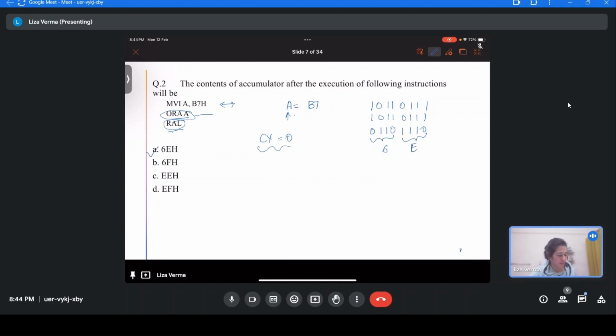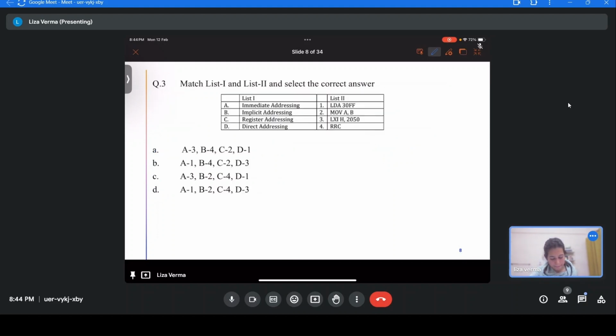So, moving on to the next question. We need to match the addressing modes with the given instructions. Can you do that? What is this LDA 30FF? What kind of addressing mode is this?